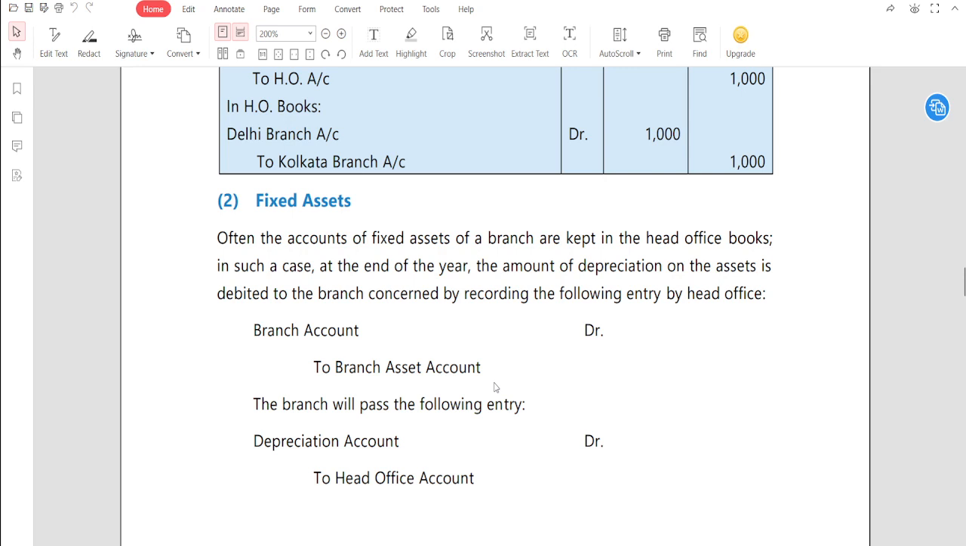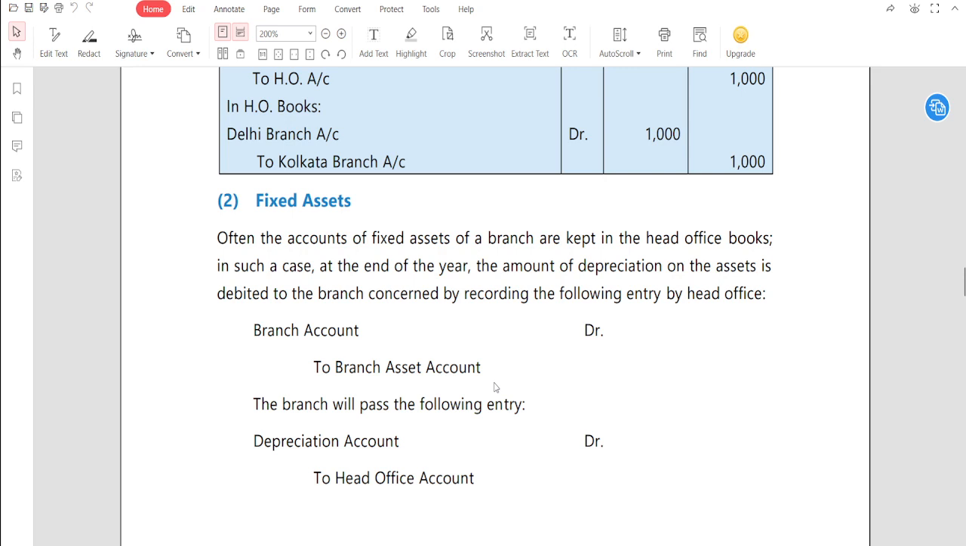In such a case, at the end of the year, the amount of depreciation on the asset is debited to the branch concerned by recording the following entry by HO. So here you can say branch account debit to branch asset account. So we know that sir, branch account debit to branch asset is made in the books of HO. Perfect.